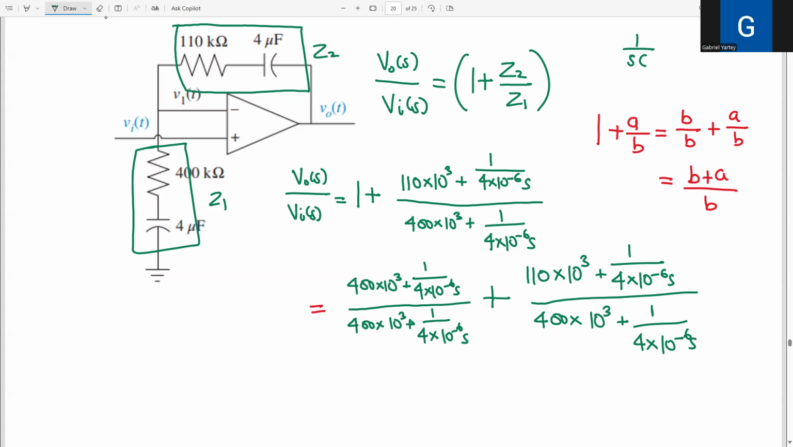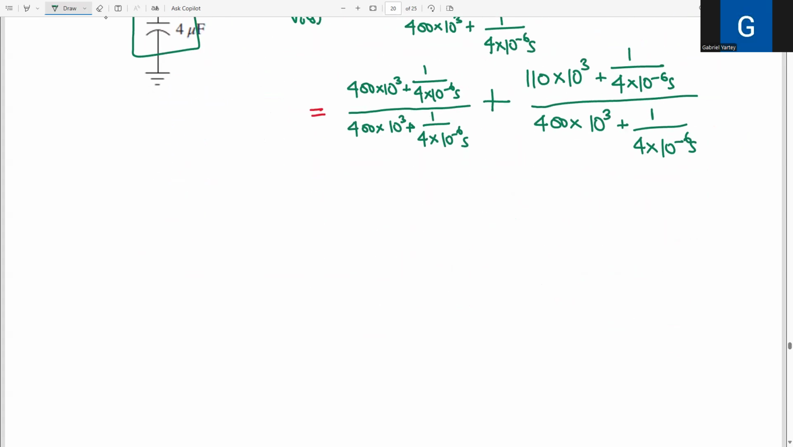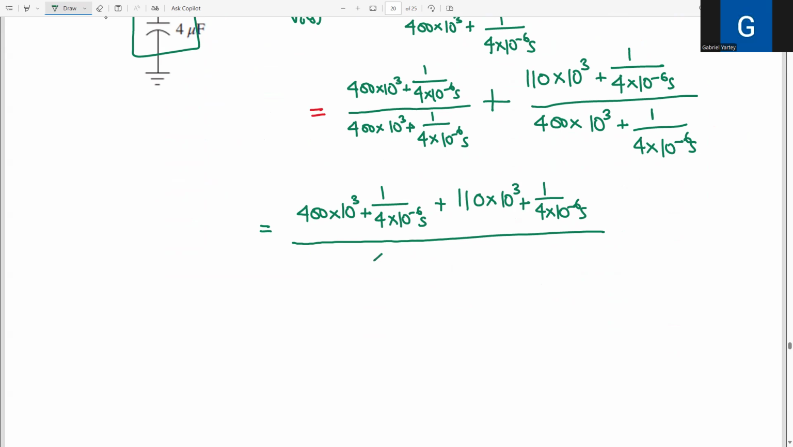Now, since the denominators are the same, I don't have to do any complex calculations. I can just add this side and I add this side, right? So I can continue by writing, is equal to 400 times 10 to the power 3 plus 1 over 4 times 10 to the power minus 6 S plus 110 times 10 to the power 3, and I can divide all by this thing.